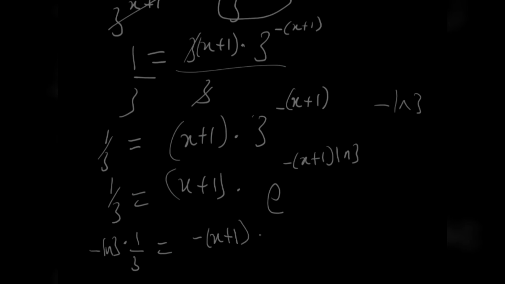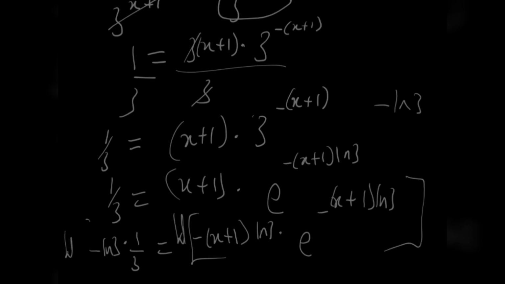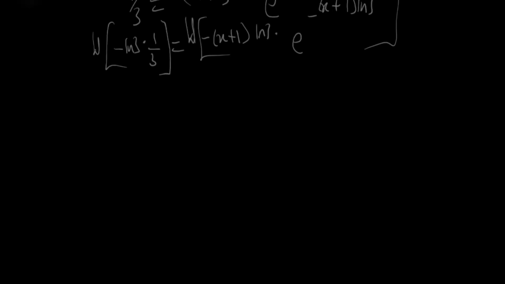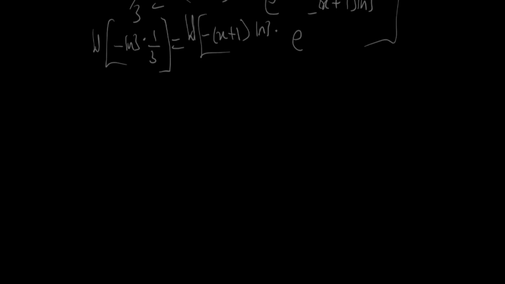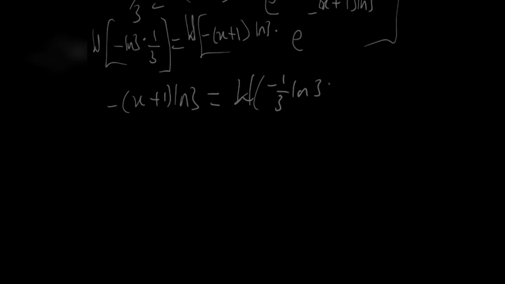So this side becomes this, ln of 3 e raised to the power minus this, then ln of 3. Okay, so we now have equal terms, so we just take the product log on both sides. Alright, so this whole thing reduces to this. I mean, we just take either this or this, and they are the same, so we just take one of them. This can be written as minus 1 on 3 ln of 3. Okay, from here is just basic math as usual.